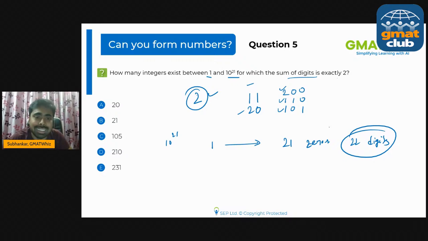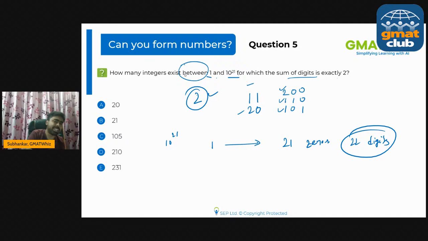Now understand, they said between one and these two. Always remember, the word between means you cannot consider those two terms if they mention between. Most of the time GMAT will specify, but if a statement is given to you as between, exactly like this, as we have seen in a question long back, always take it that those two numbers are not counted.